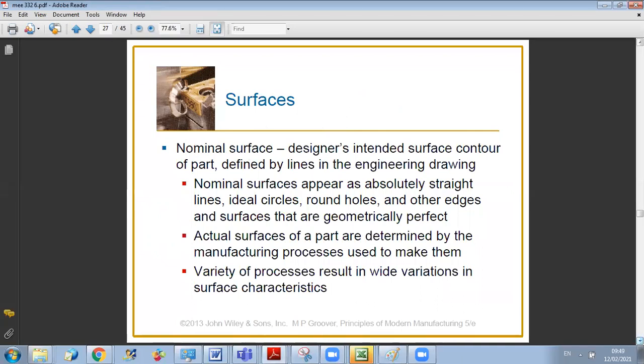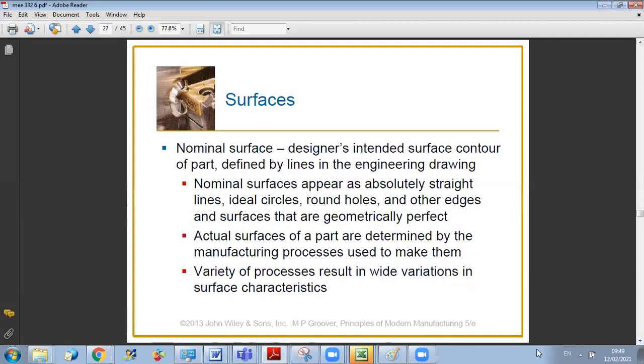Now, what about characteristics of surfaces? A nominal surface is the designer-intended surface contour of a part defined by lines in the engineering drawing. Nominal surfaces appear as absolutely straight lines, ideal circles, round holes, and other edges and surfaces that are geometrically perfect. But in real cases, actual surfaces of a part are determined by the manufacturing processes used to make them. And the more accurate the manufacturing process used, the closer the final surfaces will be to the ideal ones.